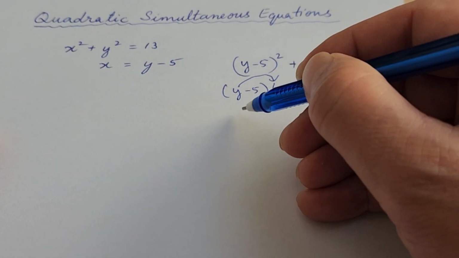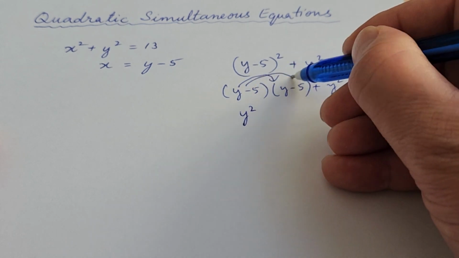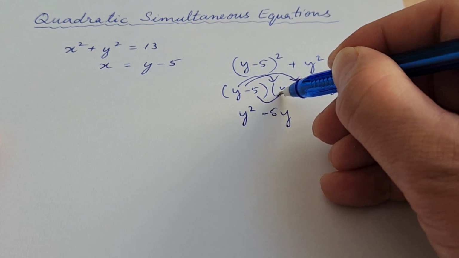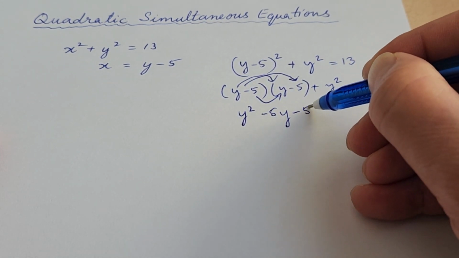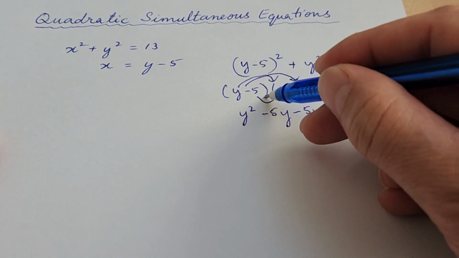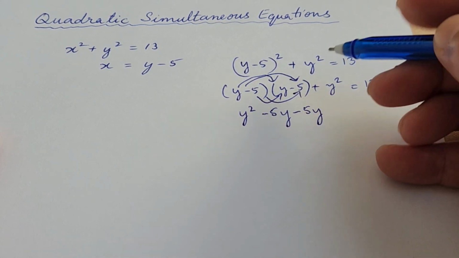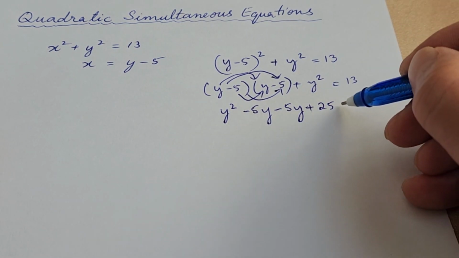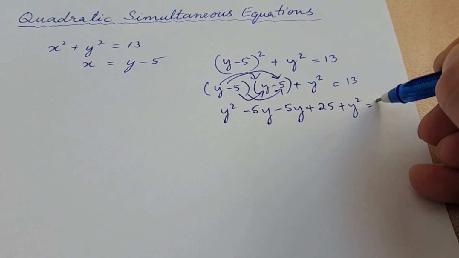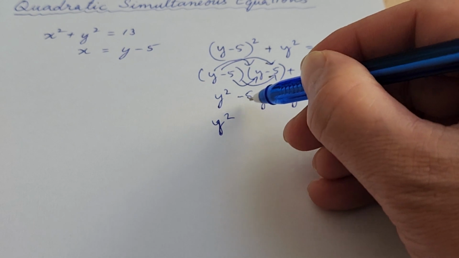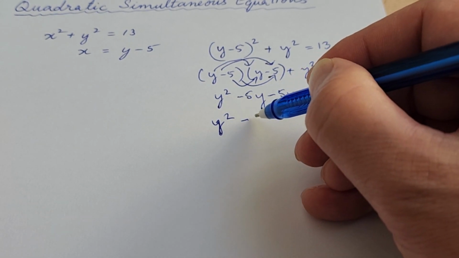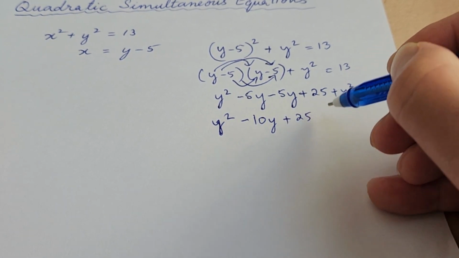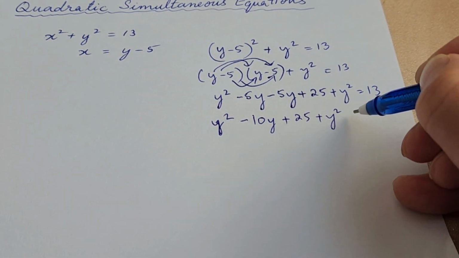Y times y will give you y squared. Y times minus 5 will give you minus 5y. Minus 5 times y will again give you minus 5y. And then minus 5 times minus 5 will give you plus 25. Then you have plus y squared equal to 13. Minus 5y minus 5y will give you minus 10y, plus 25 plus y squared.